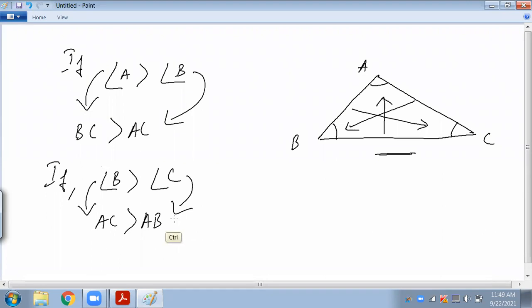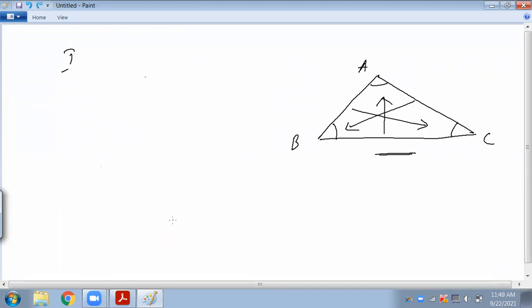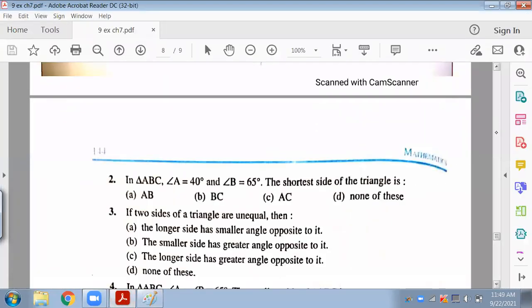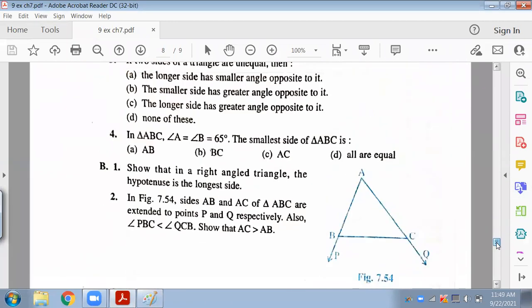And the third theorem was what? The sum of any two sides will be greater than the third side. If you take the sum of any two sides, it will be greater than the third one. Okay, now we are going to use these theorems and try to solve problems in exercise 7.4.